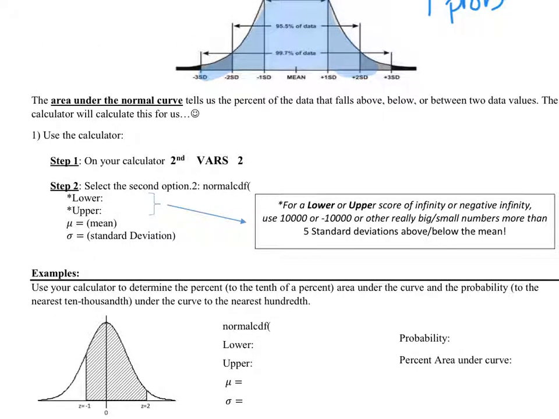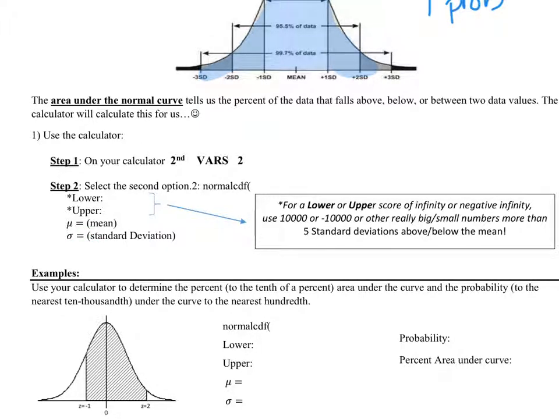fantastically, is the calculator. Okay, use the calculator. We are going to use second vars 2. So go ahead and hit that in your calculator now, second vars 2, and you should see something called normal CDF. Okay, and you have 4 things that you have to fill in. The lower bound, the upper bound, the mean, and the standard deviation.